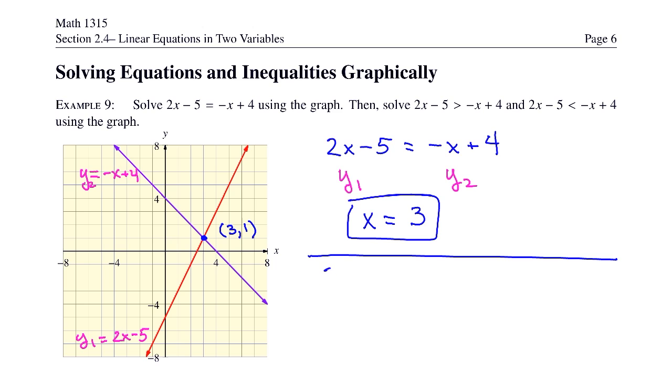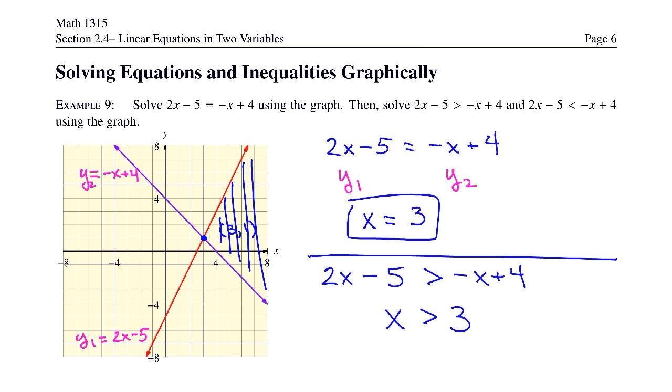Now to solve the inequality, 2x minus 5 is greater than negative x plus 4, we're going to look at the position of each function. Greater than means higher up on the graph. So 2x minus 5 is higher on the graph than negative x plus 4 for all of the values on the right side of x equals 3. So that would be x is greater than 3.